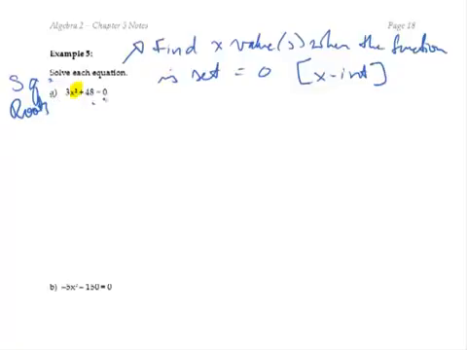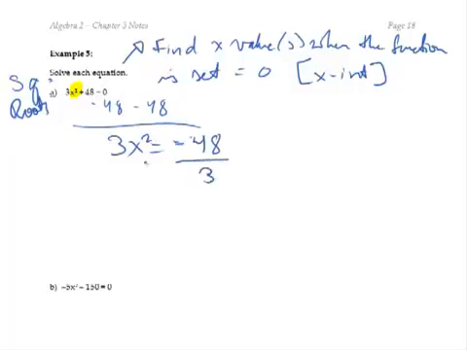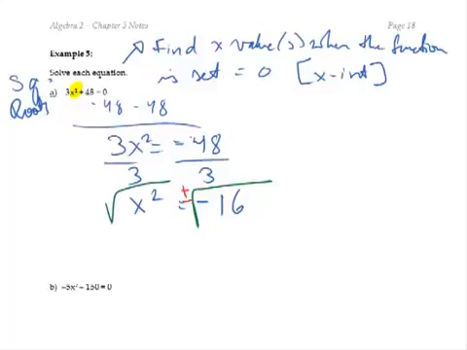We're going to move things over. Move that 48 over. So we get 3x squared equals negative 48. Divide by 3. And then we need to square root that x. So square root both sides. Don't forget you have a plus minus when you put in the square root. So we have x equals plus or minus the square root of negative 16, which is x equals plus or minus 4i.